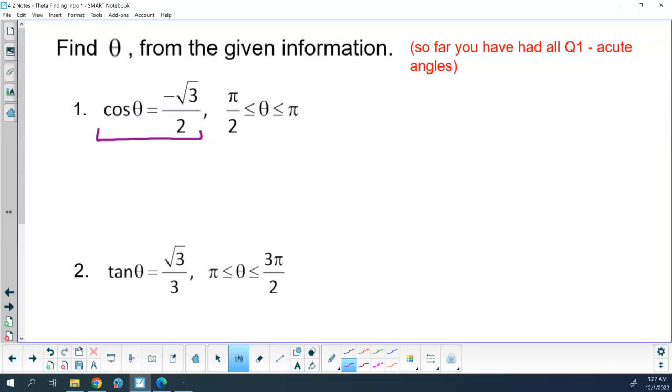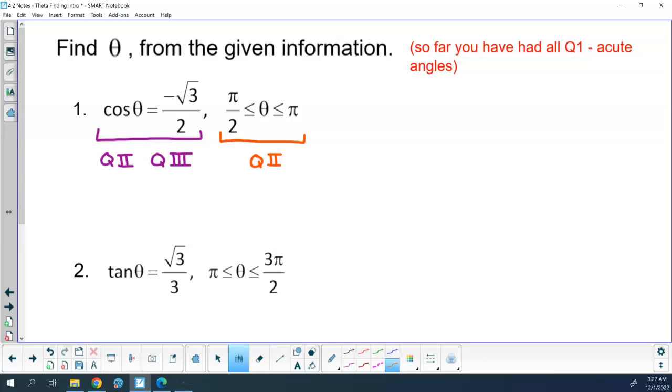In quadrants 2 and 3, right? Left half of the circle. In terms of my second condition, what quadrant has theta between pi over 2 and pi? Quadrant 2. So where is this angle located? It's going to be in quadrant 2.